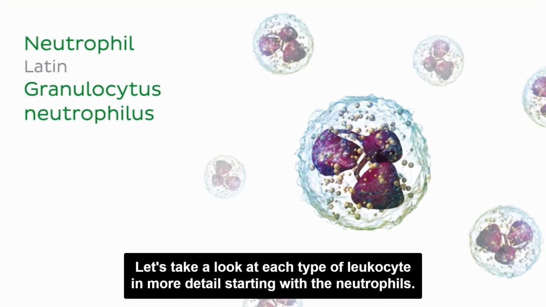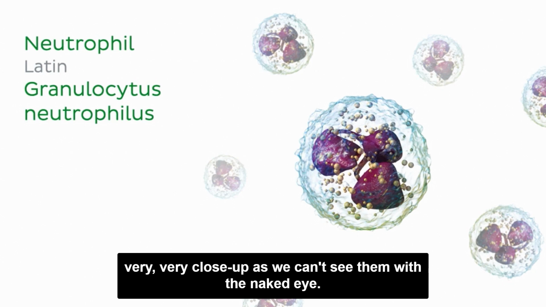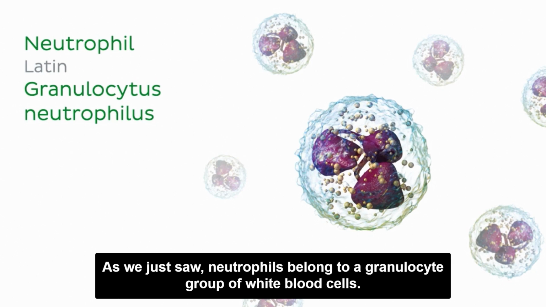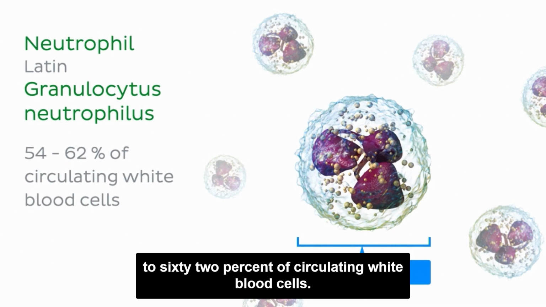Let's take a look at each type of leukocyte in more detail, starting with the neutrophils. In this image, note that we're looking at an artist's visualization of a neutrophil very close up, as we can't see them with the naked eye. As we just saw, neutrophils belong to a granulocyte group of white blood cells. They range between 12 and 15 micrometers in diameter and make up between 54 to 62% of circulating white blood cells.